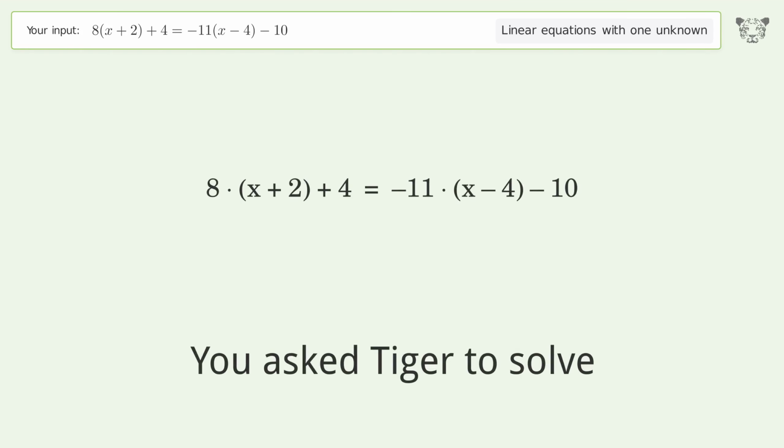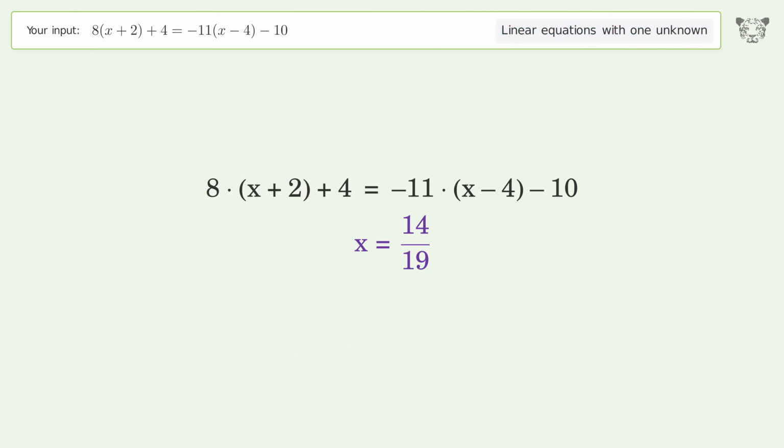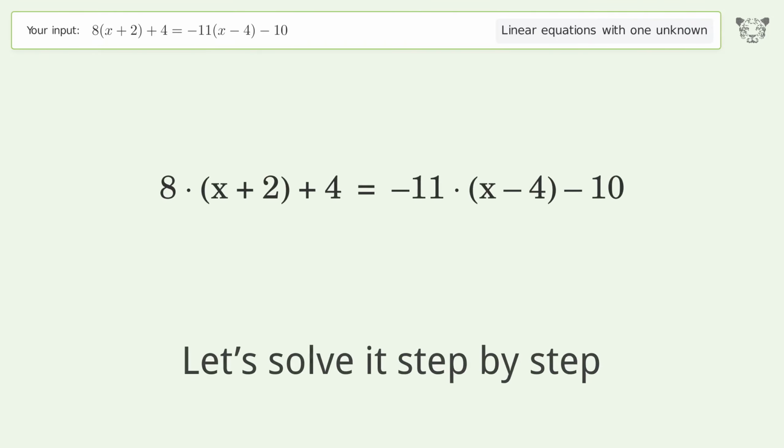You ask Tiger to solve. This deals with linear equations with one unknown. The final result is x equals 14 over 19. Let's solve it step by step.